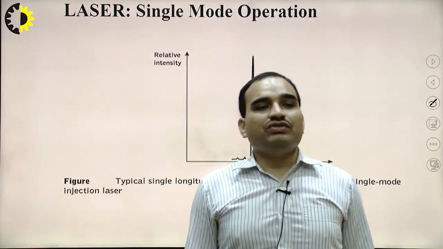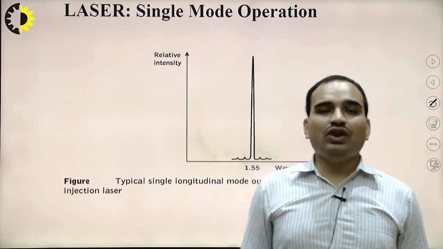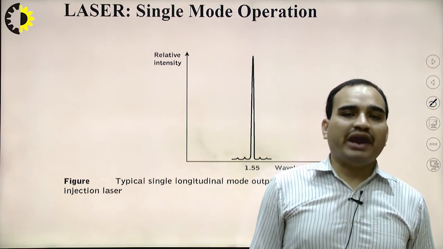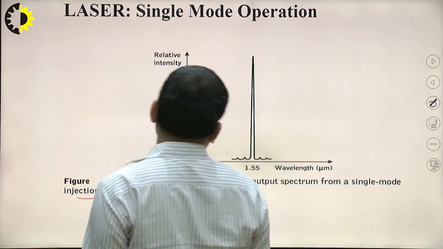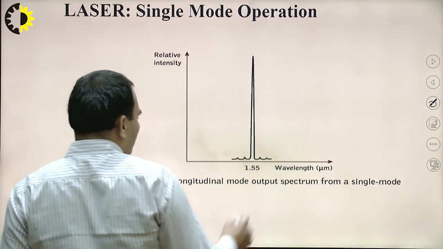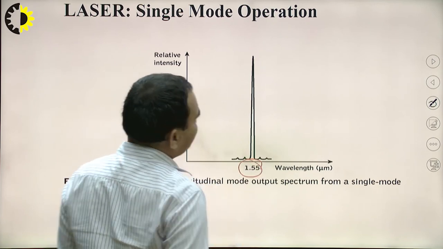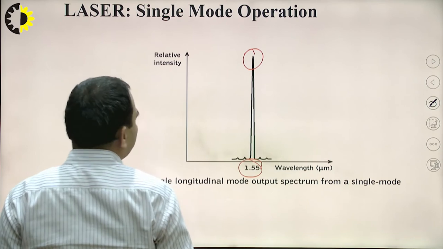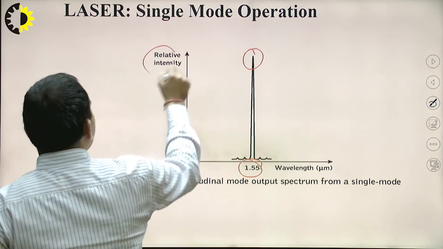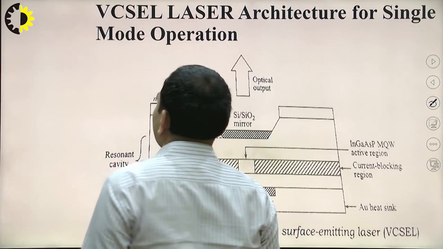This figure shows the typical single longitudinal mode output spectrum for a single mode injection laser. As we can see, it has a single mode. At a particular wavelength, that is 1.55 micrometer, we have the maximum value of the relative intensity.